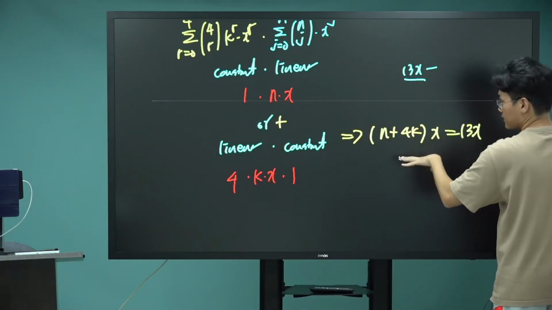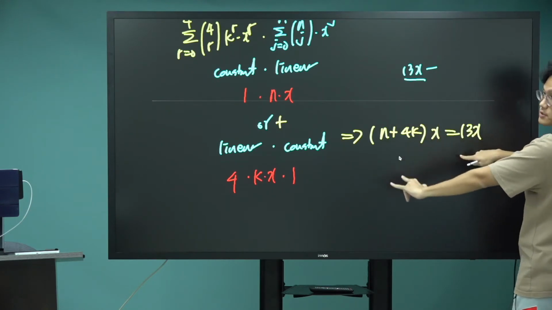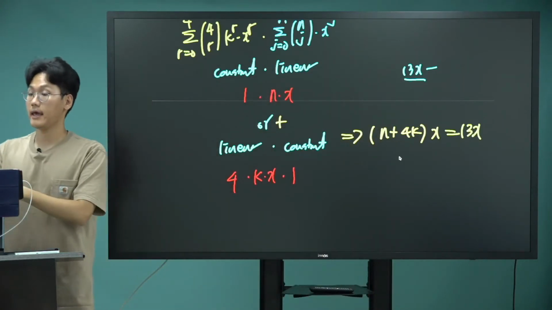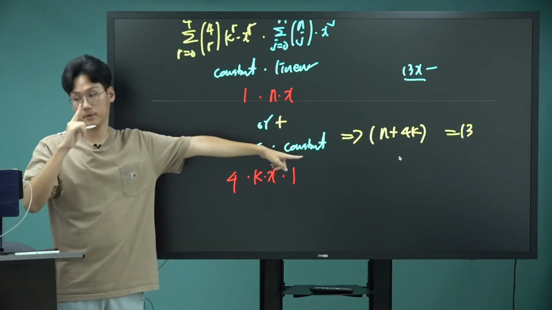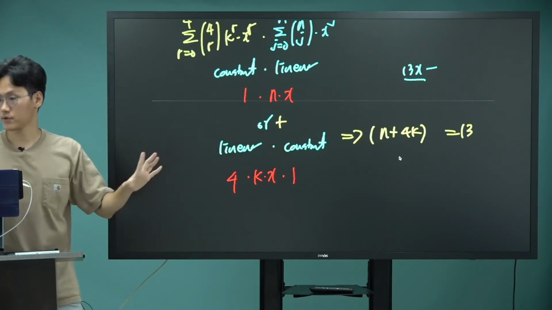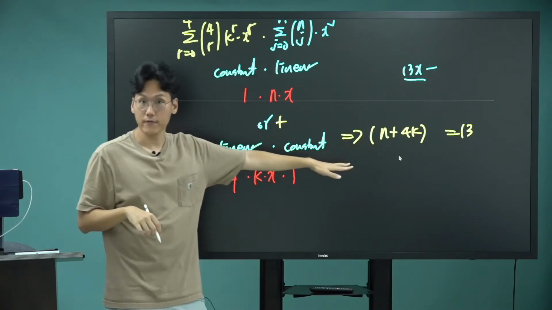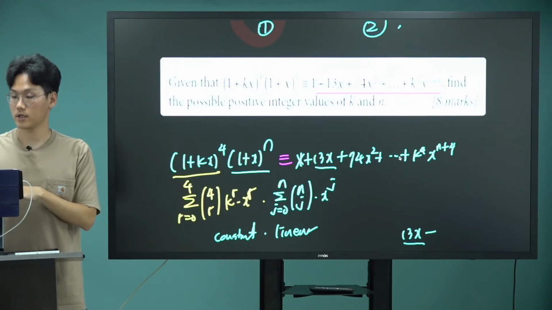This is the left-hand side. Since their expansions are the same, the linear term's coefficient must be the same. So now I've got an equation of 13 in terms of n and k. So that is what I have. I'm very happy. But then obviously I can't solve this for n and k because I don't have enough equations. I gotta derive the second one from the quadratic expansion.